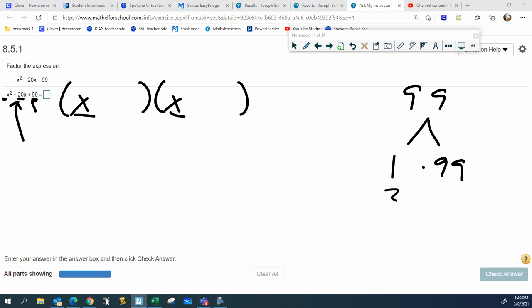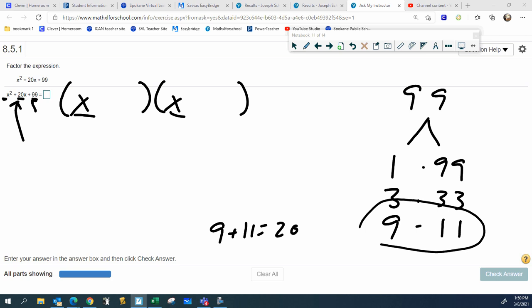And then I say, well, what about 3 and 33? Well, that adds to 36. So that's not going to work. 99 is an interesting one because I can go 11 and 9. 9 times 11 works to be 99, and then 9 plus 11 is going to give me that middle term of 20. Once I find the factors of 99 that add to this middle term 20, I just put them right here, plus 9, plus 11. Sometimes they will be negative, and I'll go into that at the end here.